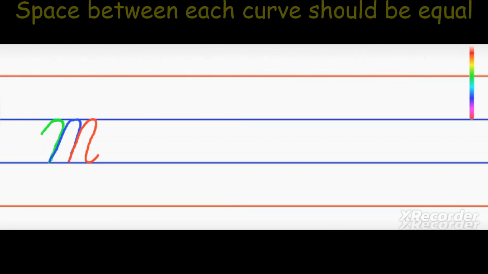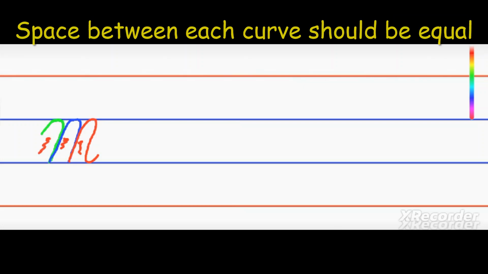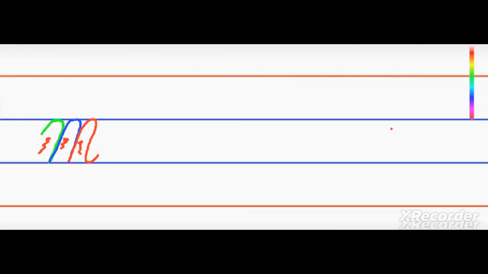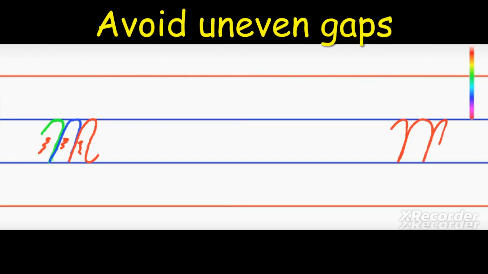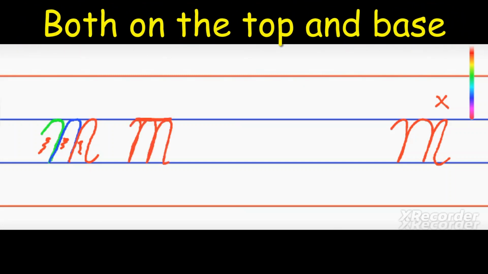a tape. The distance between the U curves is almost equal. Kindly ensure that you're not making one gap bigger and the other one smaller. So this has to be avoided. We are going to make 4 such consecutive M. All the 3 inverted U should be of the same height, even on the top and even on the bottom.